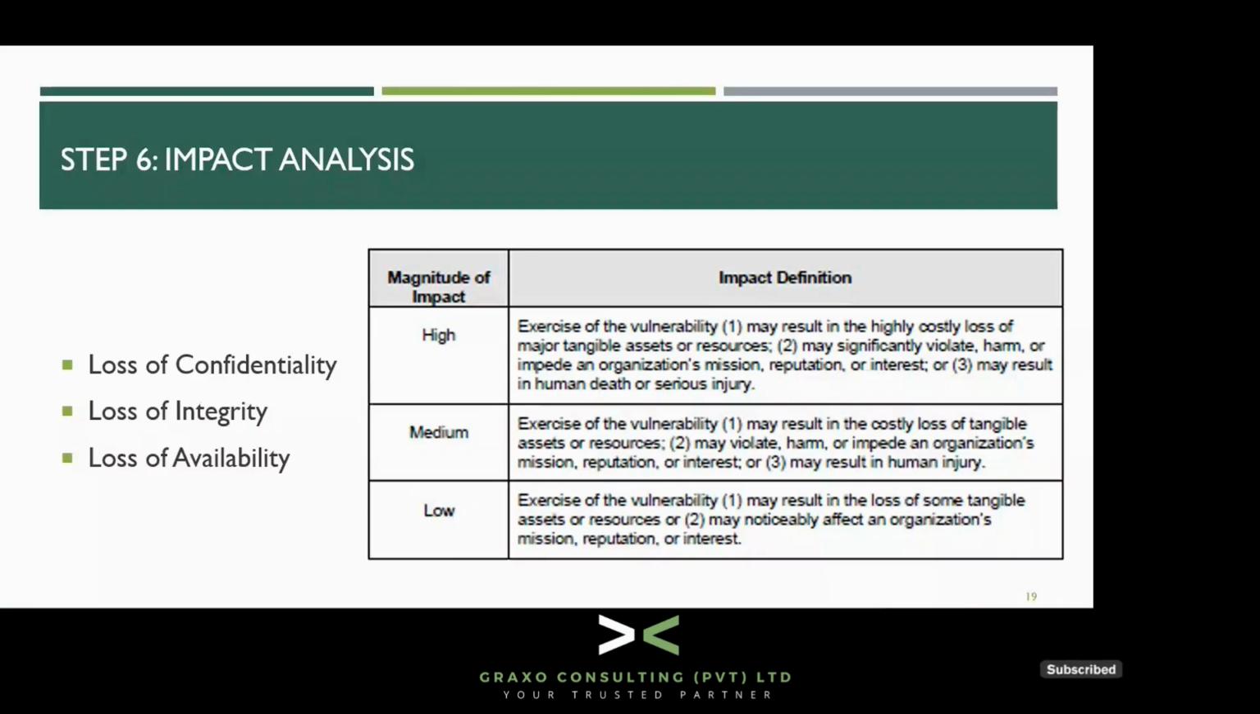For low, in this case, the organization may lose some of its assets or resources. They are not expensive, and it may affect the organization's reputation. But there is no human injury or human death, so the impact is low. All of this comes around to the initial concepts that we talked about: the loss of confidentiality, the loss of integrity, and the loss of availability.